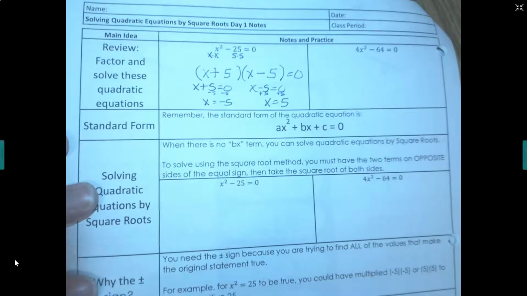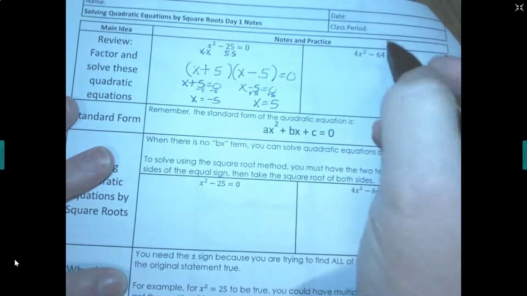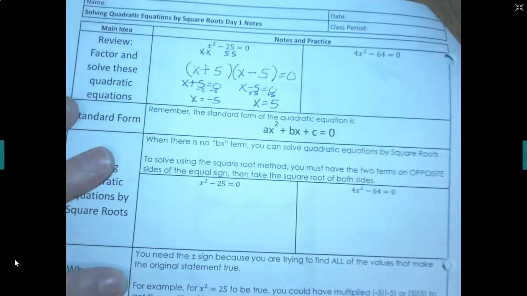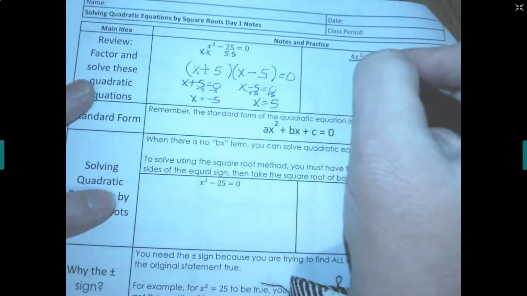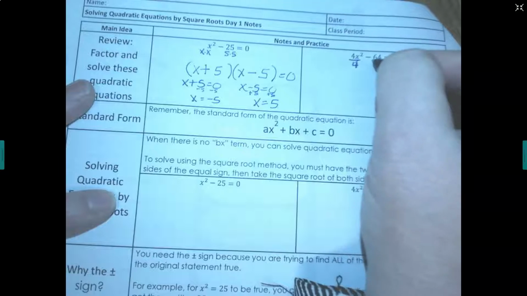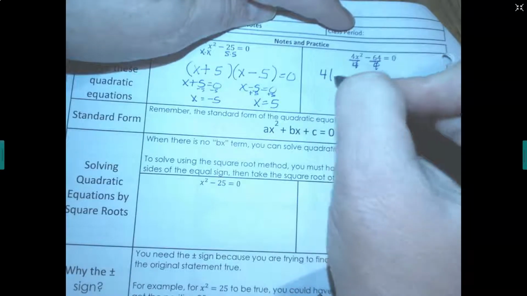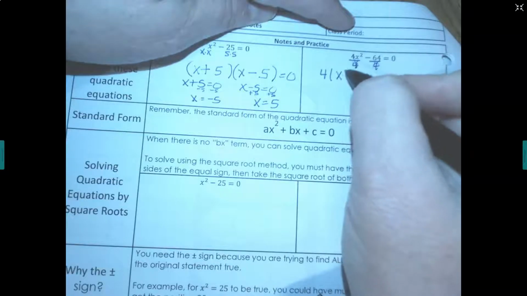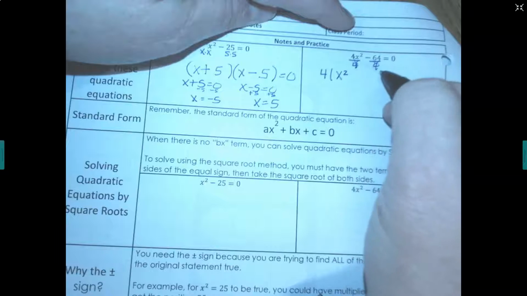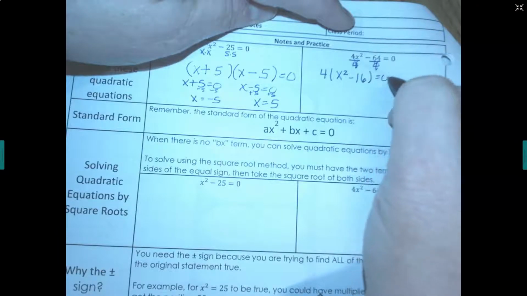So let's try that again. In the second one, we do have a GCF here, so let's take a look at this. 4 will go into both of these terms, so we're going to factor out the 4. Put your GCF in front, and what's left over is 4 divided by 4 cancels to 1, and we're left with x squared. Negative 64 divided by 4 is going to be negative 16.